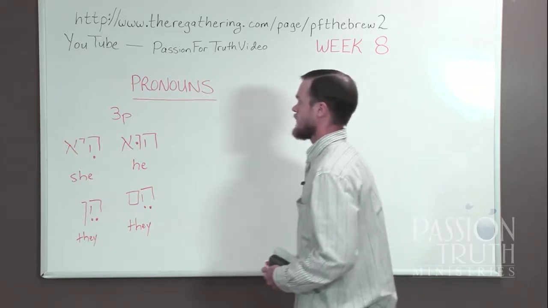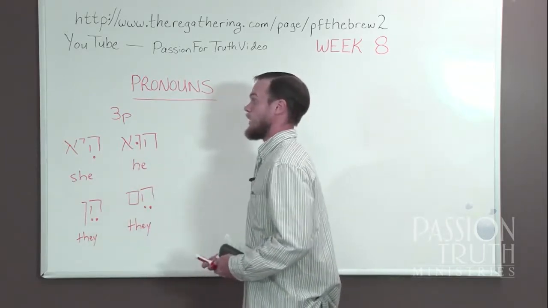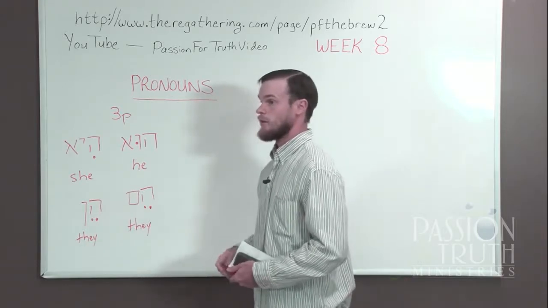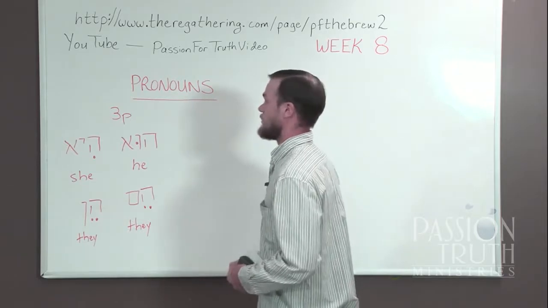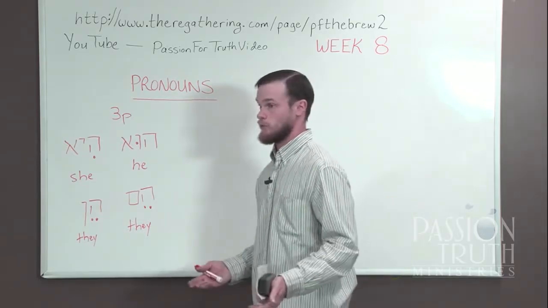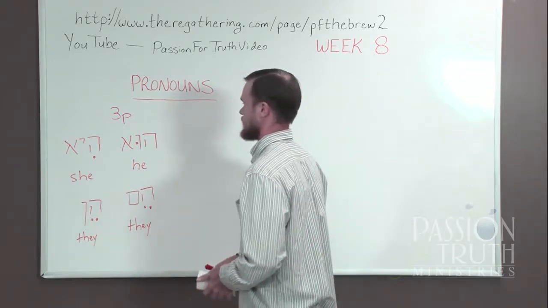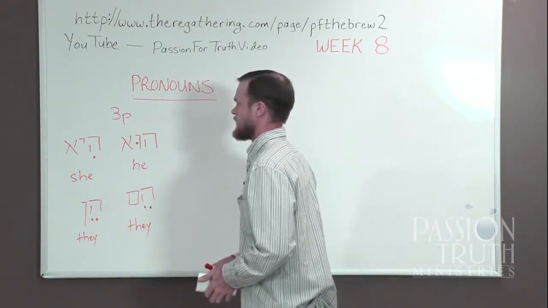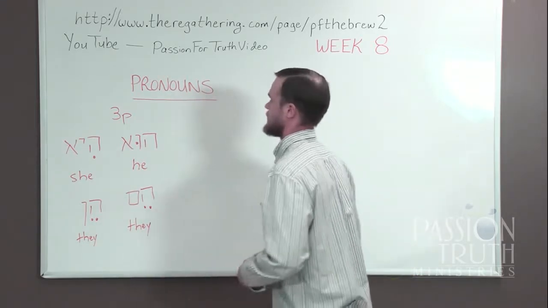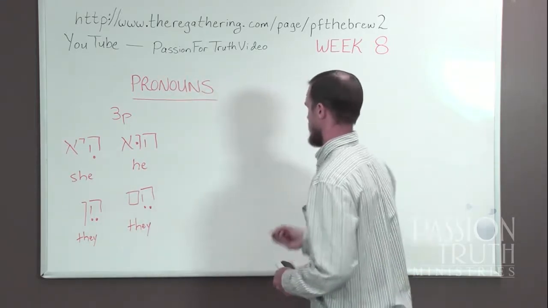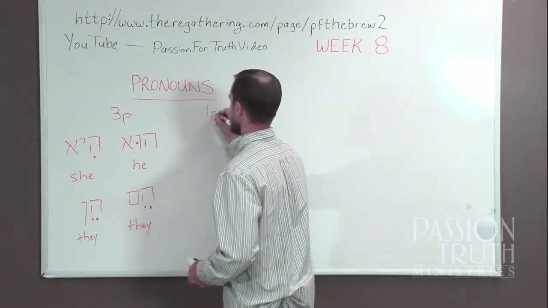I also mentioned that the third-person pronouns can be used for objects as well as people, because every noun in Hebrew has a gender. You don't refer to objects as it, you refer to them as he or she. It's not that they actually have a literal gender, but they have a grammatical gender, and so they're referred to grammatically as he or she. And then we also talked about the first-person pronouns.